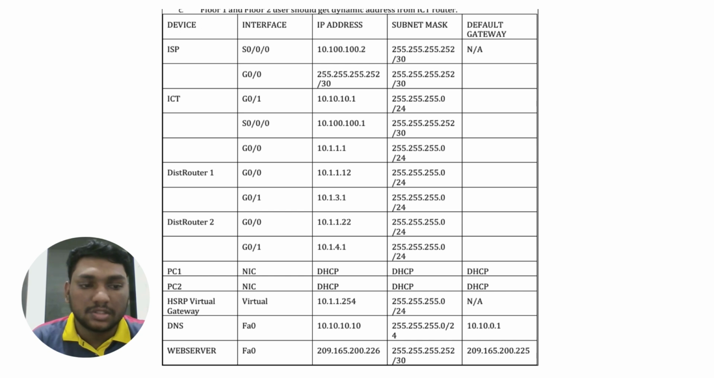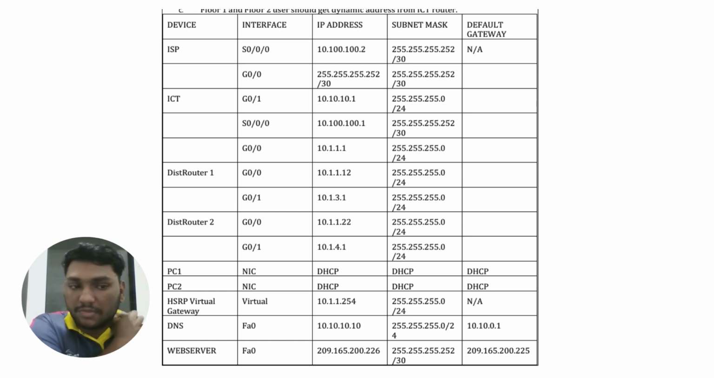For the distribution router 1, the interface G0/0 is connected with 10.1.1.12. Gigabit interface 0/1 is 10.1.3.1. For distribution router 2, G0/0 is 10.1.1.22. For G0/1, 10.1.4.1. For PC1 and PC2, there is no IP address because they must receive dynamic IP addresses from the ICT router.